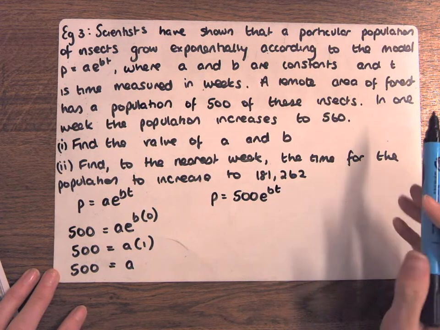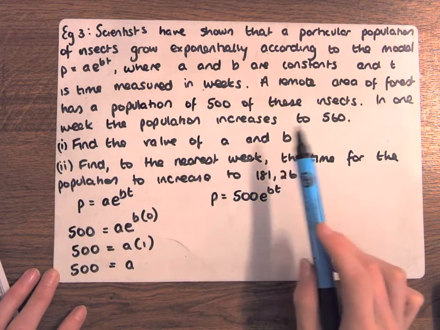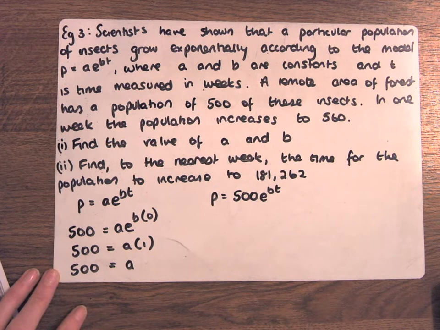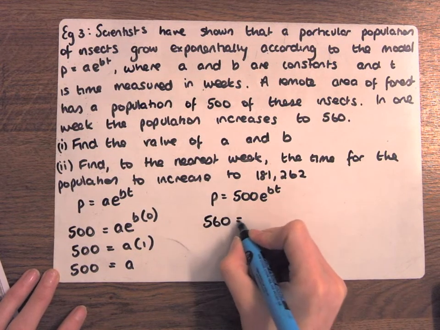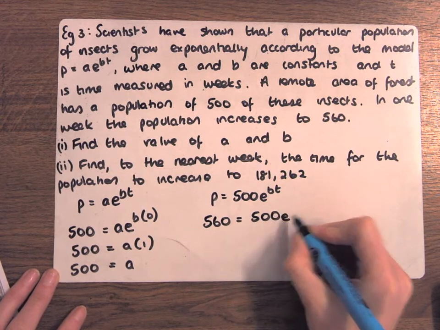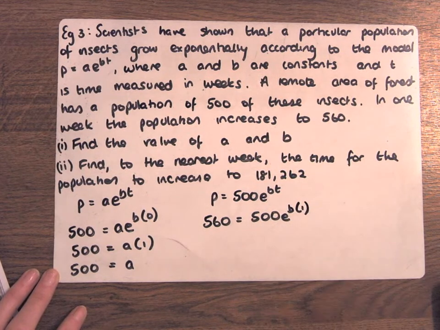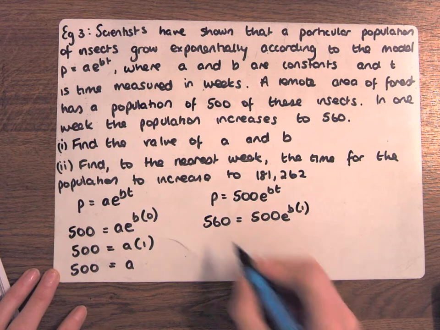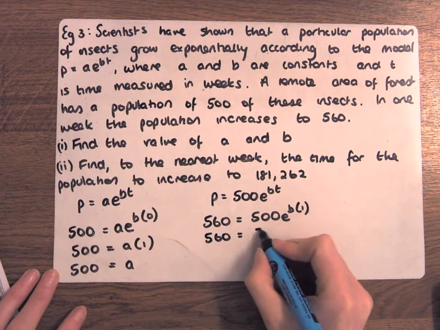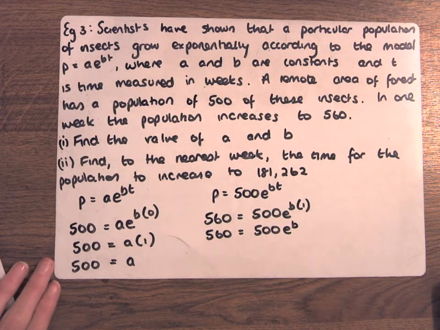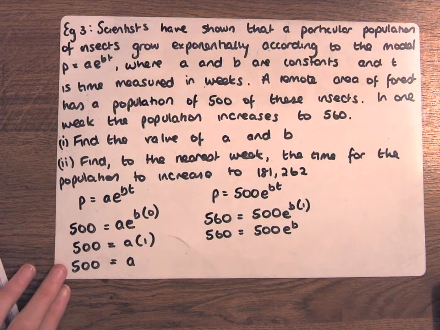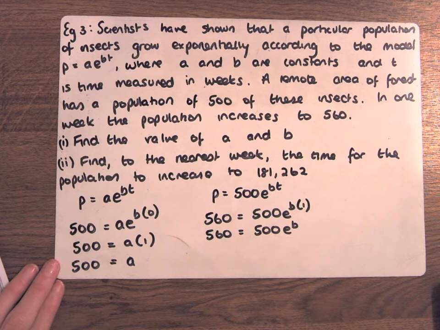They gave me some more information. In 1 week the population increases to 560. So you put in the t: t is 1 and the population, the letter P, is 560. So 560 equals 500 e to the power b times 1, because t is 1 week. So 560 equals 500 e to the power b.